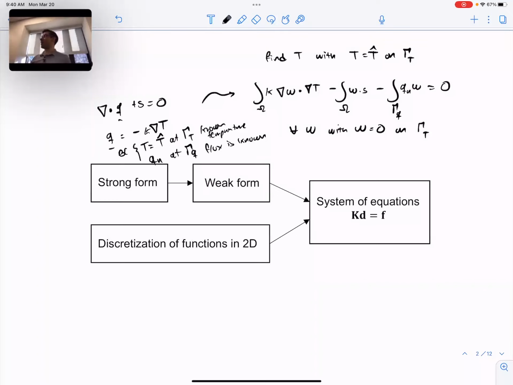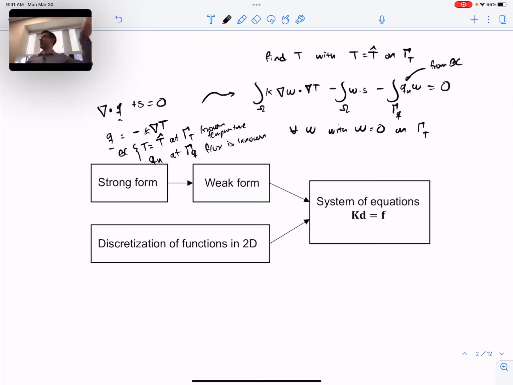So the integral over the domain of the conductivity times gradient W dotted with gradient temperature, minus W times the source term, minus the integral over only the gamma Q of the flux, the known flux. This is the boundary condition flux. Times the W equals 0 for all W's. And the only condition on the W's is that they should be 0 on the gamma T, on the part of the boundary where we know the temperature. So that's the strong form to weak form, and that's what the FE is going to solve.